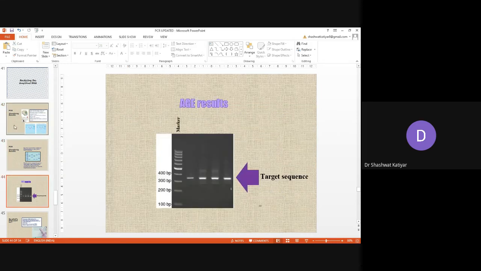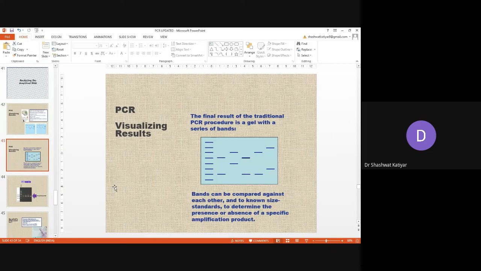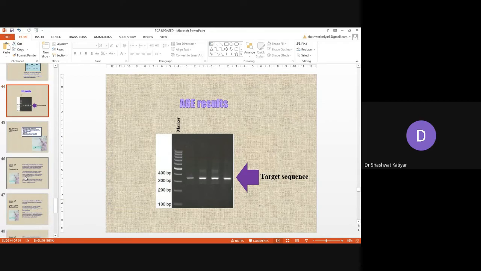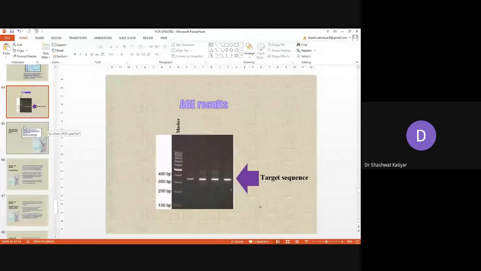Next is visualizing the result. The final result of the traditional PCR procedure is a gel with a series of bands. Bands can be compared against each other and to a known size standard, which can determine the presence or absence of a specific amplification product. That can be visualized with the help of agarose gel electrophoresis. This is the original view of the gel that is visualized by agarose gel electrophoresis.